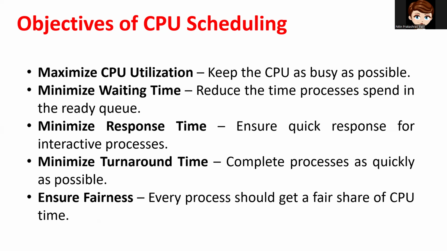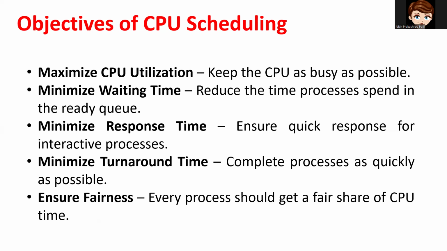Next is ensuring fairness. Now, the scheduler should see that each process gets a fair chance to execute. And it should prevent starvation, where some processes are delayed due to other high-priority processes. And that's why we are saying that every process should get a fair chance of CPU time.